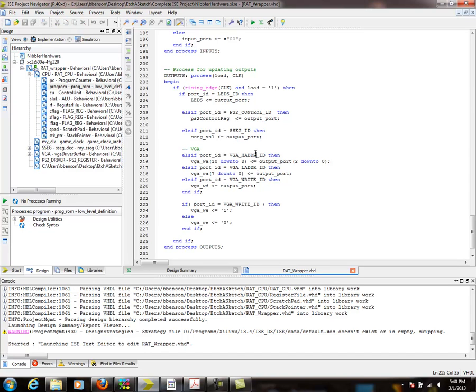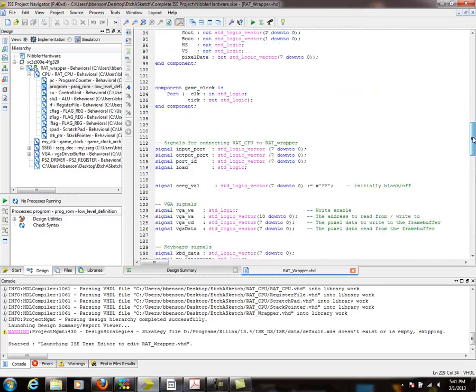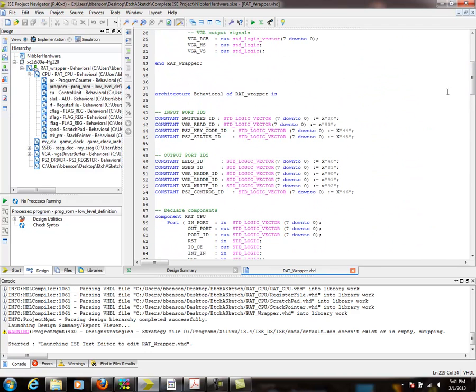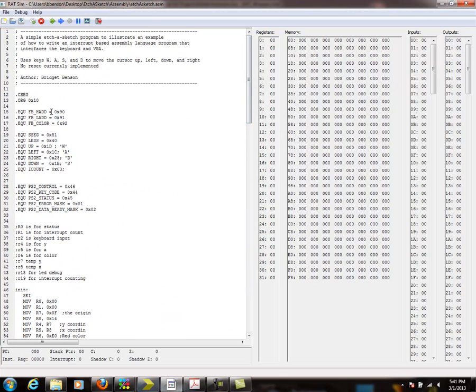And notice that these three IDs, the high address, the low address, and the write, which are defined at the beginning of my code here, this is 90, 91, and 92, match the port IDs that I have defined, 90, 91, and 92, in my RAT assembly code.